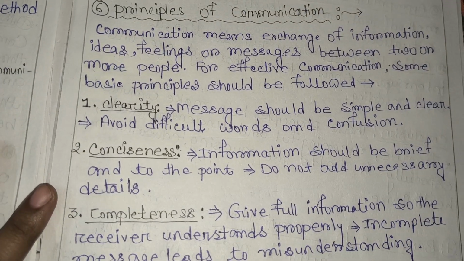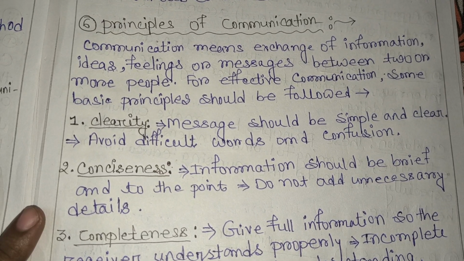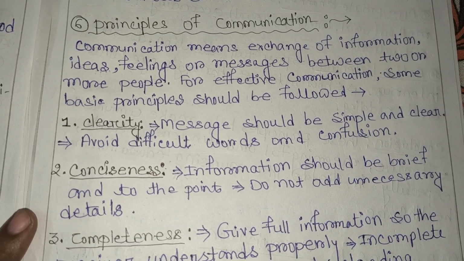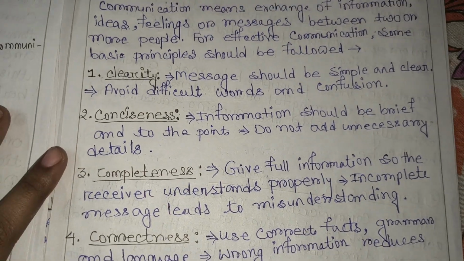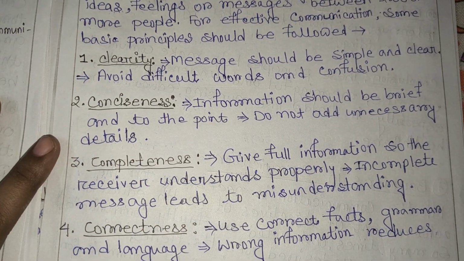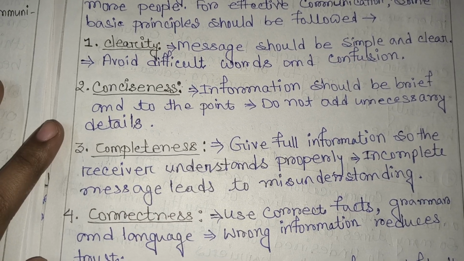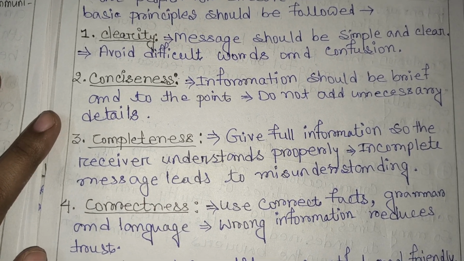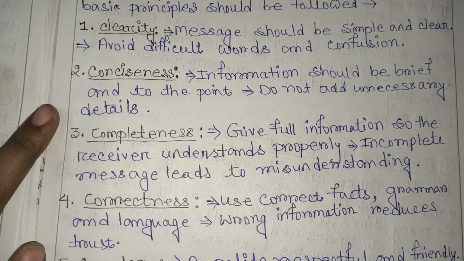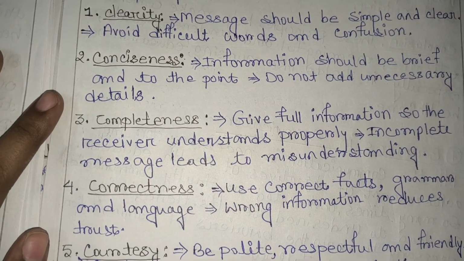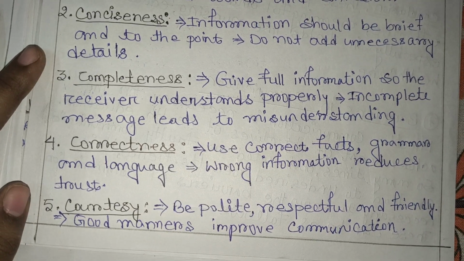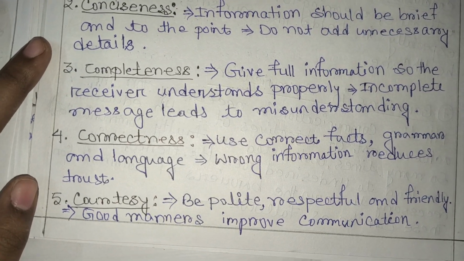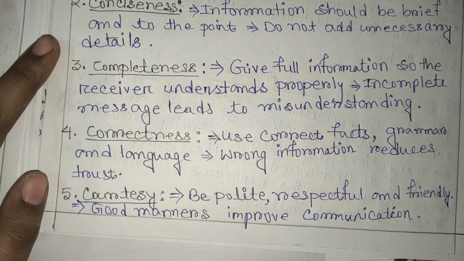Principles of communication. Communication means exchange of information, ideas, feelings, or messages between two or more people. For effective communication, some basic principles should be followed. Clarity: message should be simple and clear. Avoid difficult words and confusion. Conciseness: information should be brief and to the point. Do not add unnecessary details. Completeness: give full information so the receiver understands properly. Incomplete message leads to misunderstanding.